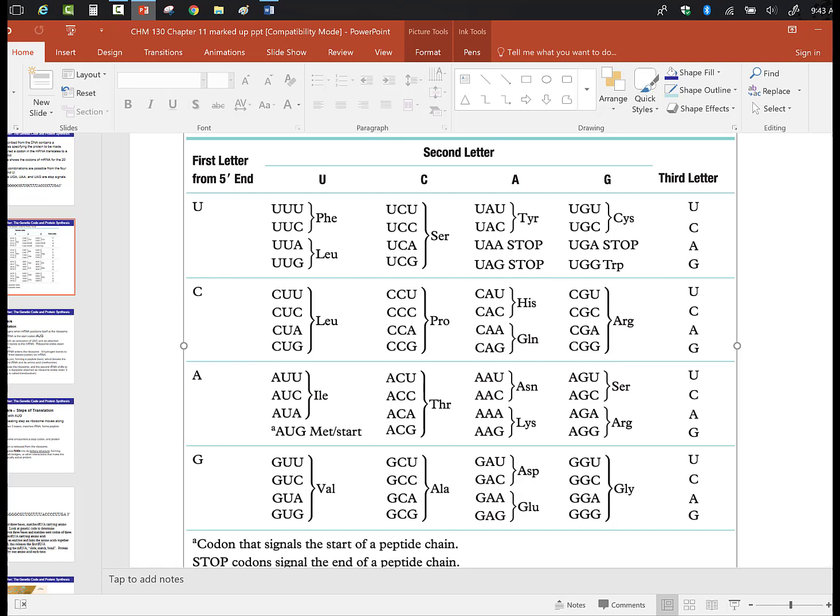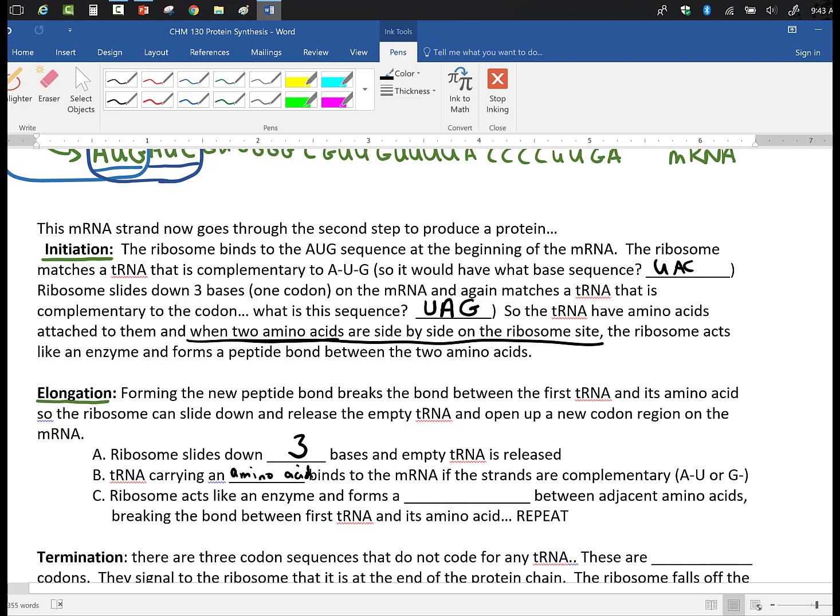So we're taking the nucleic acid sequence and converting it to a protein. We're converting it to an amino acid sequence by using this code. So once you get 2 amino acids side by side, the ribosome does what? It acts like an enzyme and forms a peptide bond.